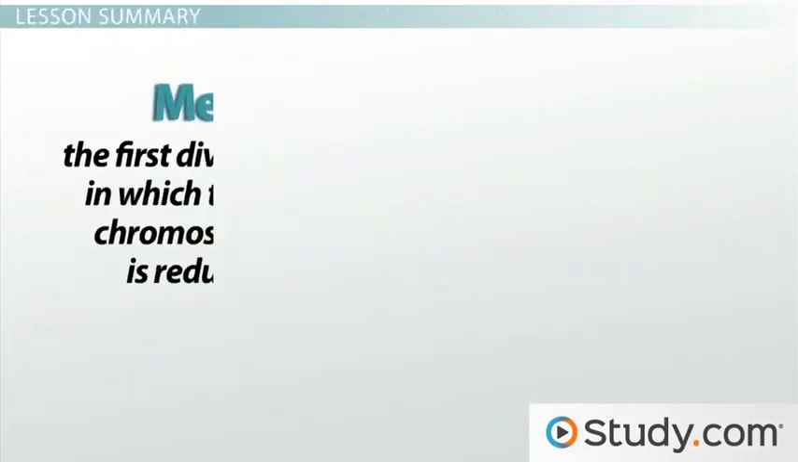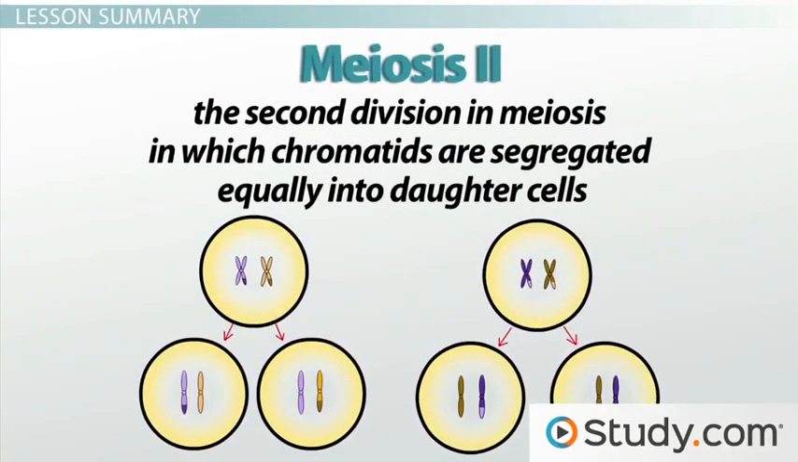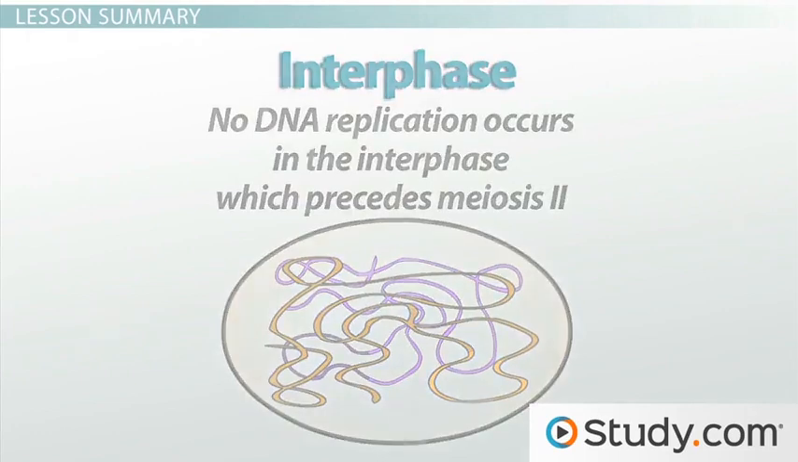In summary, meiosis 1 is the first division of meiosis in which the number of chromosomes in the cell is reduced by half. Meiosis 2 is the second division in meiosis in which chromatids of each chromosome are segregated equally into daughter cells. No DNA replication occurs during the interphase which precedes meiosis 2.